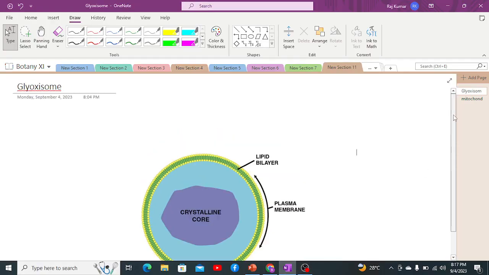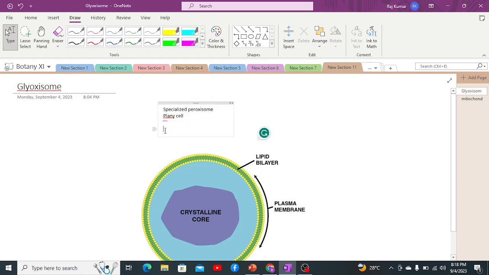Greetings everyone, and today we are going to discuss glyoxysome. Glyoxysome is basically a microbody just like the peroxisome, and we can also call it a specialized peroxisome. That specialized peroxisome is particularly found in plant cells while it is absent in animal cells.